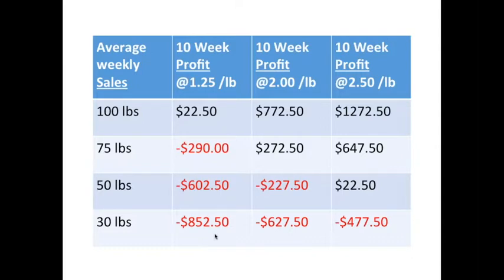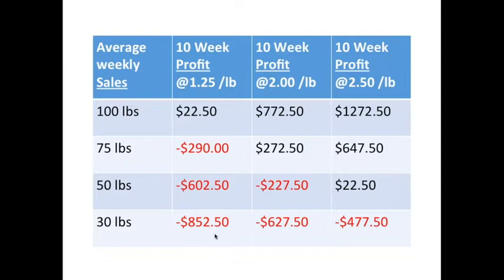So these columns here are how much profit if I sell at $1.25 a pound, how much for $2 a pound, how much for $2.50 a pound. And then the rows here are how much you're selling per week on average. Now, what if it rains 2 out of those 10 Saturdays? Well, suddenly you have to sell even more on those off weeks, and a little bit higher price can help to buffer you.